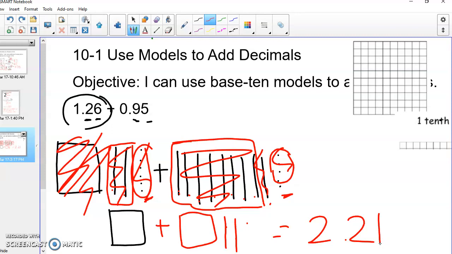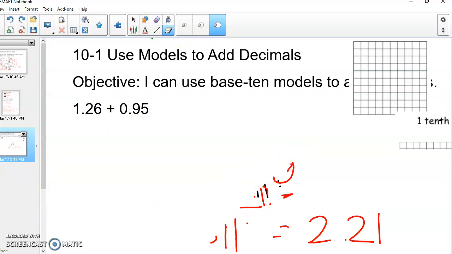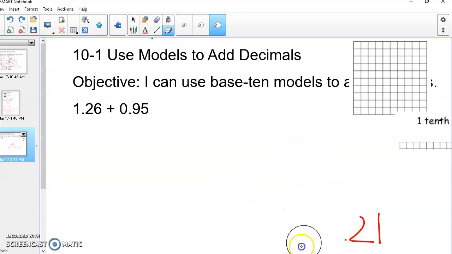If you're completely confused, that is 100% fair. We're going to try this again. All right, so essentially what we're doing once again is using models to help us add them together. So when we add, we are regrouping. Okay, so let's go ahead and do another example of this. I'm going to erase this.